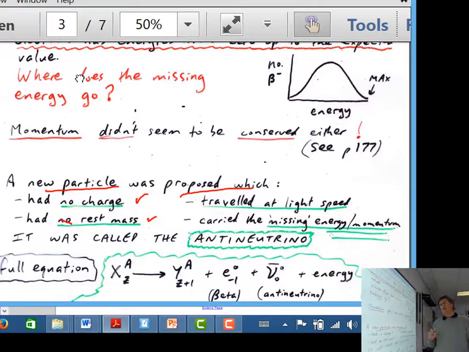Now therefore it can't quite go at the speed of light because it does have a small amount of mass. So if you look at relativity, it does not go exactly at the speed of light, it goes slightly below that.